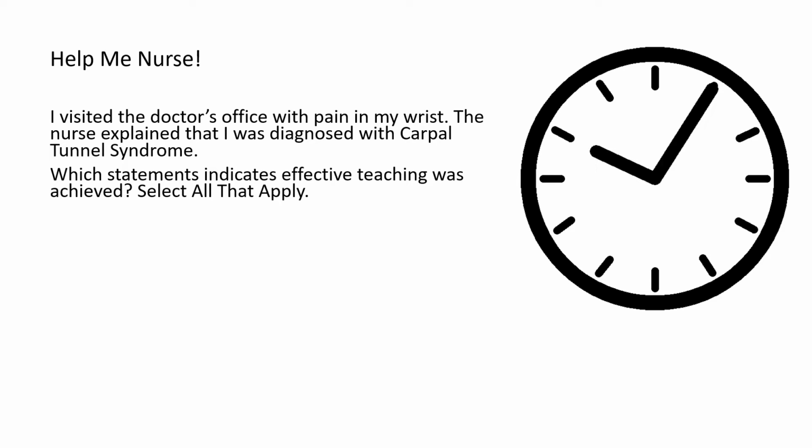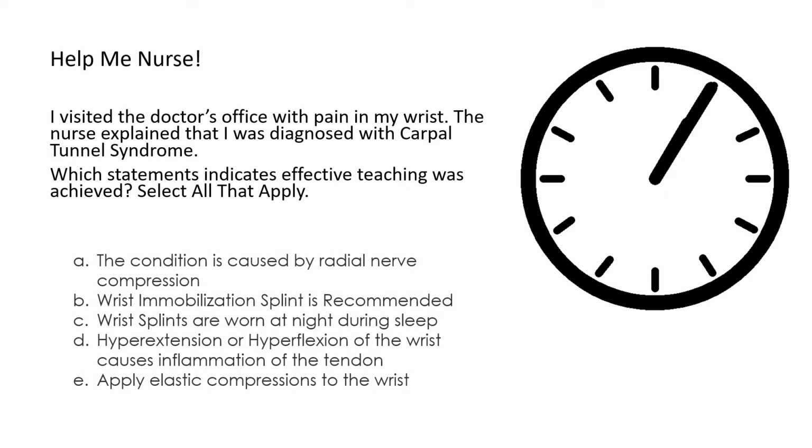Ready for the answers? Here we go. A. The condition is caused by radial nerve compression. B. Wrist immobilization splint is recommended. C. Wrist splints are worn at night during sleep. D. Hyperextension or hyperflexion of the wrist causes inflammation of the tendon. E. Apply elastic compressions to the wrist.